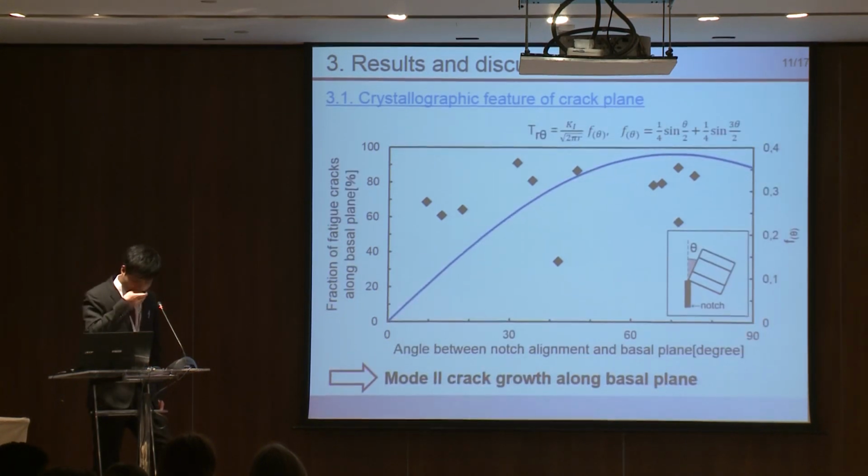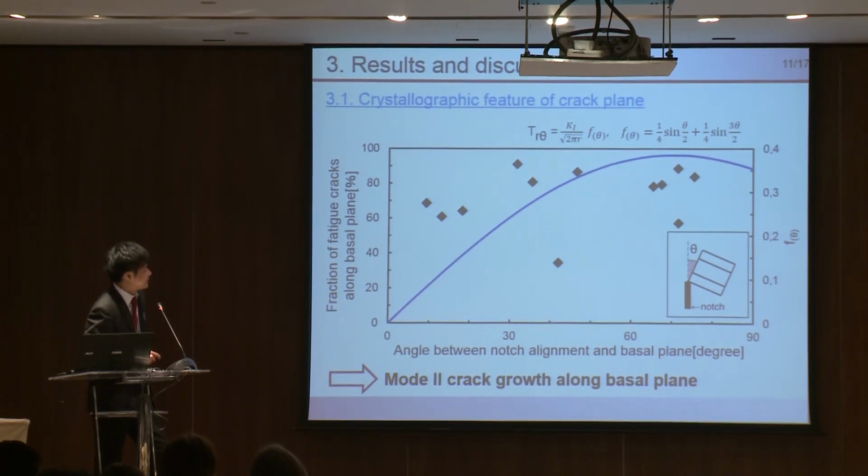And the shear stress on the basal plane was superimposed on this graph. The value was calculated by this equation. This equation is the shear stress on basal plane. As you can see, when significant shear stress was applied, the fatigue crack preferentially propagated along the basal plane. So in this research, we focus on mode 2 crack growth along the basal plane.